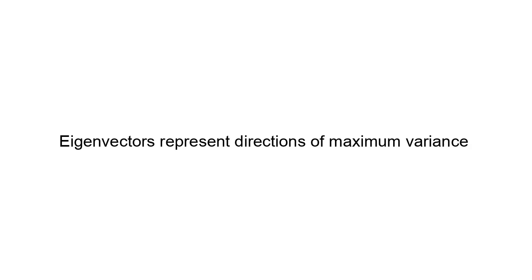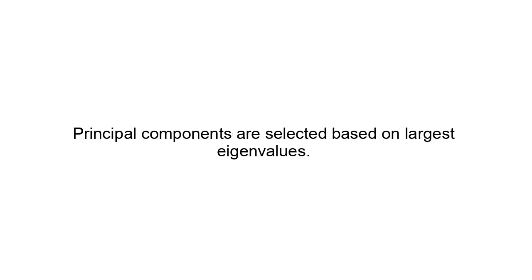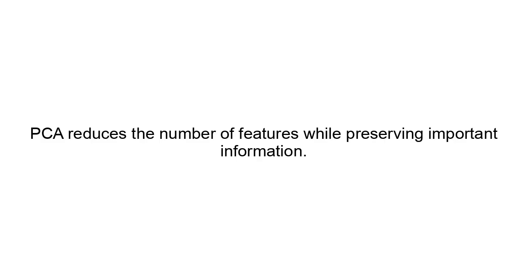Dimensionality reduction with PCA. PCA reduces the number of features while preserving important information. Example concept. 100 features means PCA means 10 principal components. The reduced dataset contains fewer variables but still captures most of the original data variance.